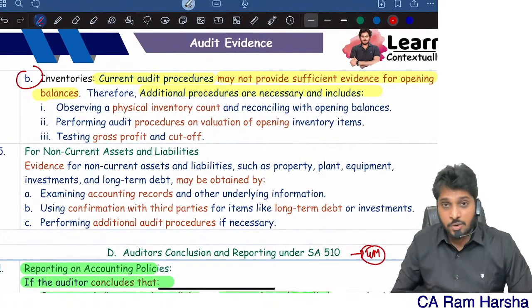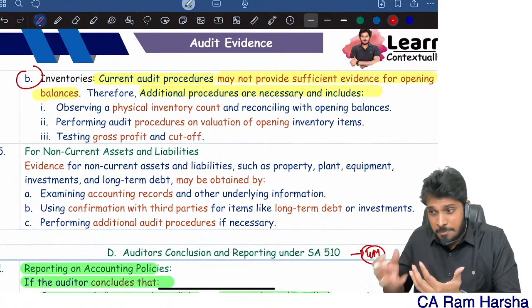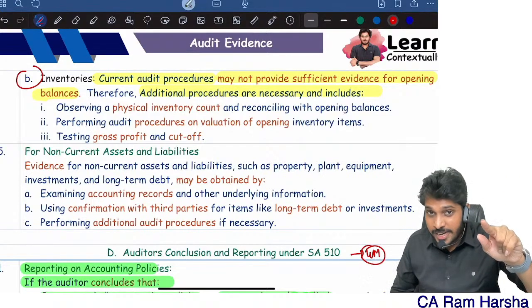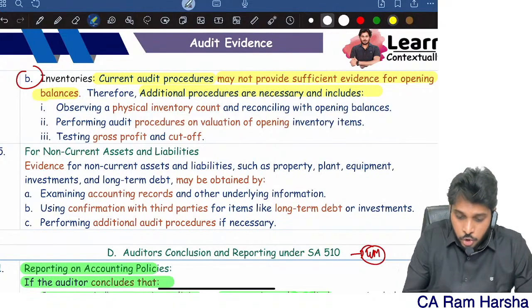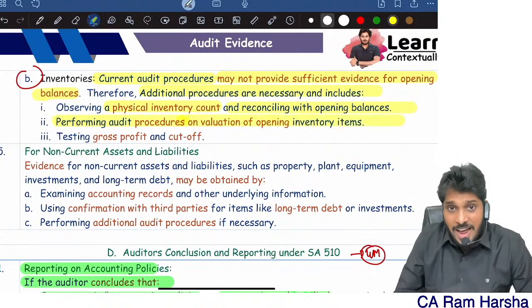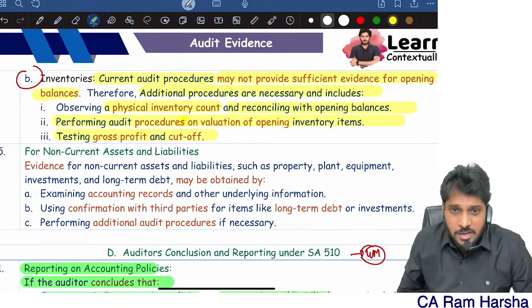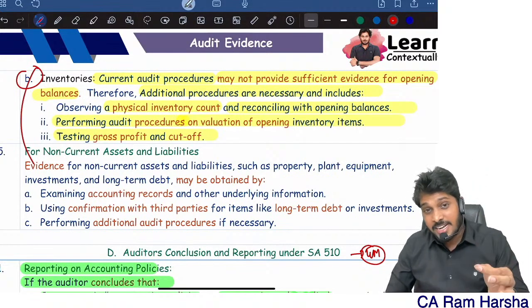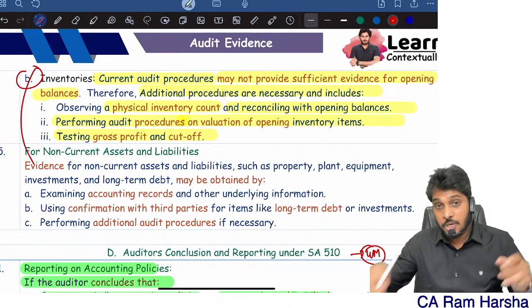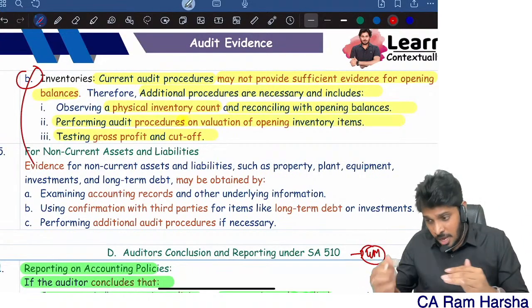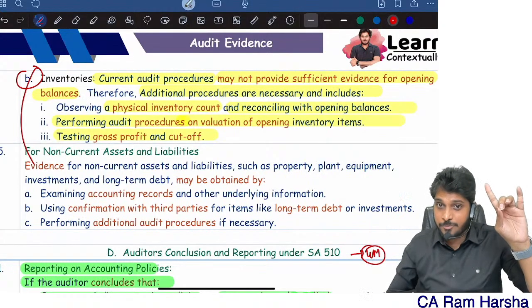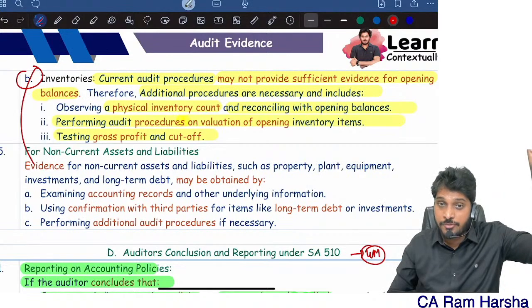With respect to inventory, generally in the current period, if you're checking current year purchases and sales, you may not get evidence regarding opening stock. So for opening stock, if you want to get evidence, you need to perform additional procedures. First, do inventory counting and reconcile back to the opening balance. Perform procedures on valuation of opening items, test gross profit and cutoff. Do first physical counting, trace back to opening balance all the transactions, and do valuation and perform cutoff procedures. That's how you can get evidence on the opening value of inventory.